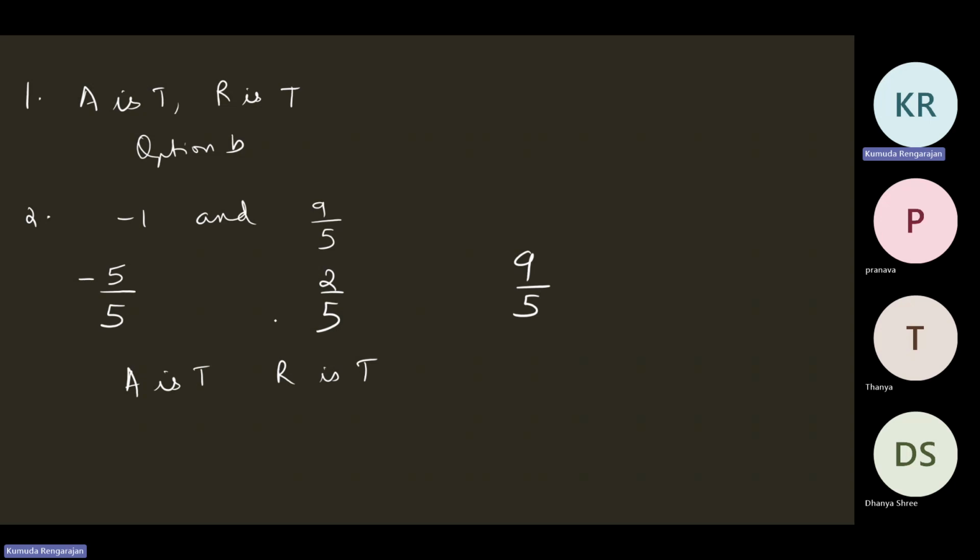Here also, in the assertion statement, we are given two rational numbers, and 2 by 5 is a rational between these two rationals. Same thing in the reason: there are infinitely many rationals between two rational numbers. So the assertion is true, the reason is true, and the reason is the correct explanation for the assertion statement. So option A.